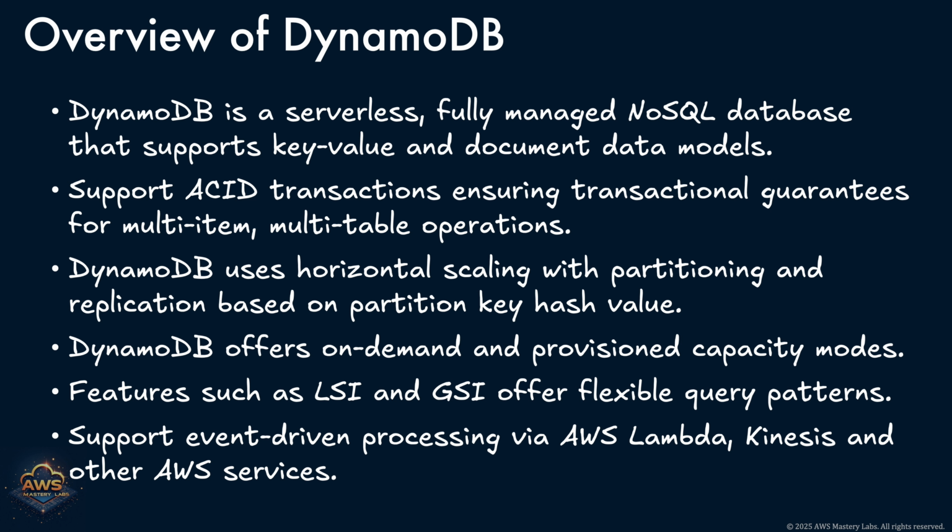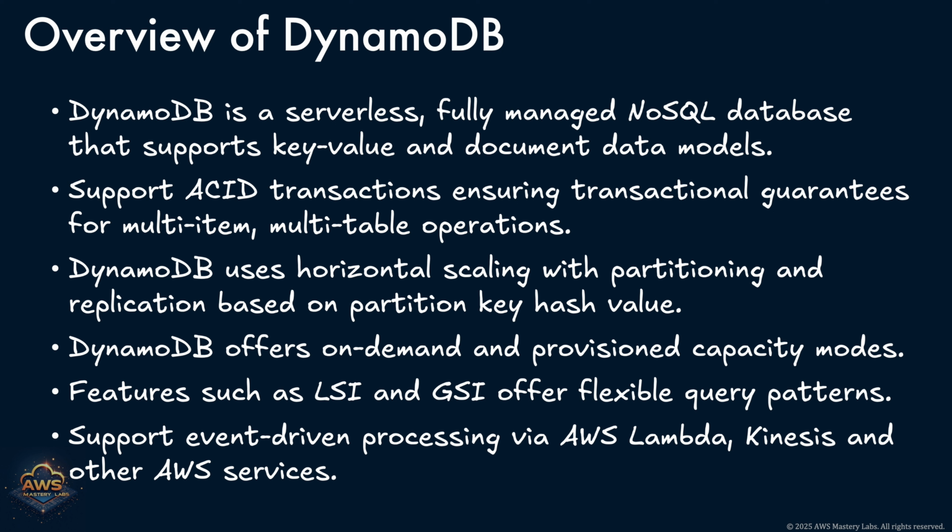By default, DynamoDB provides eventual consistency, but applications can opt for strongly consistent reads when needed. It also supports ACID transactions, enabling multi-item, multi-table operations with transactional guarantees. The service offers two pricing models: on-demand mode, which automatically scales throughput as needed, and provisioned capacity mode, where developers can allocate read and write capacity based on the workload to optimize costs.